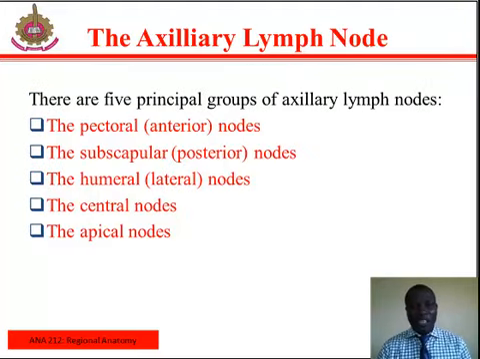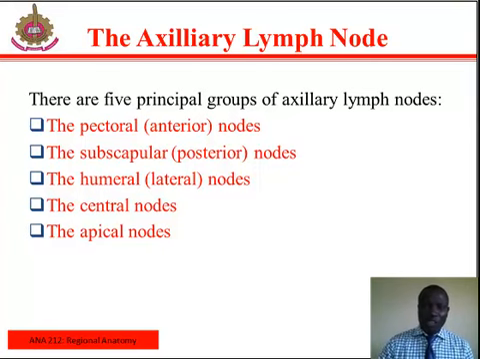The axillary lymph nodes. The pectoral nodes consist of 3 to 5 nodes that lie along the medial wall of the axilla around the lateral thoracic vein and inferior border of the pectoralis minor. The pectoral nodes receive lymph mainly from the anterior thoracic wall, including most of the breast.